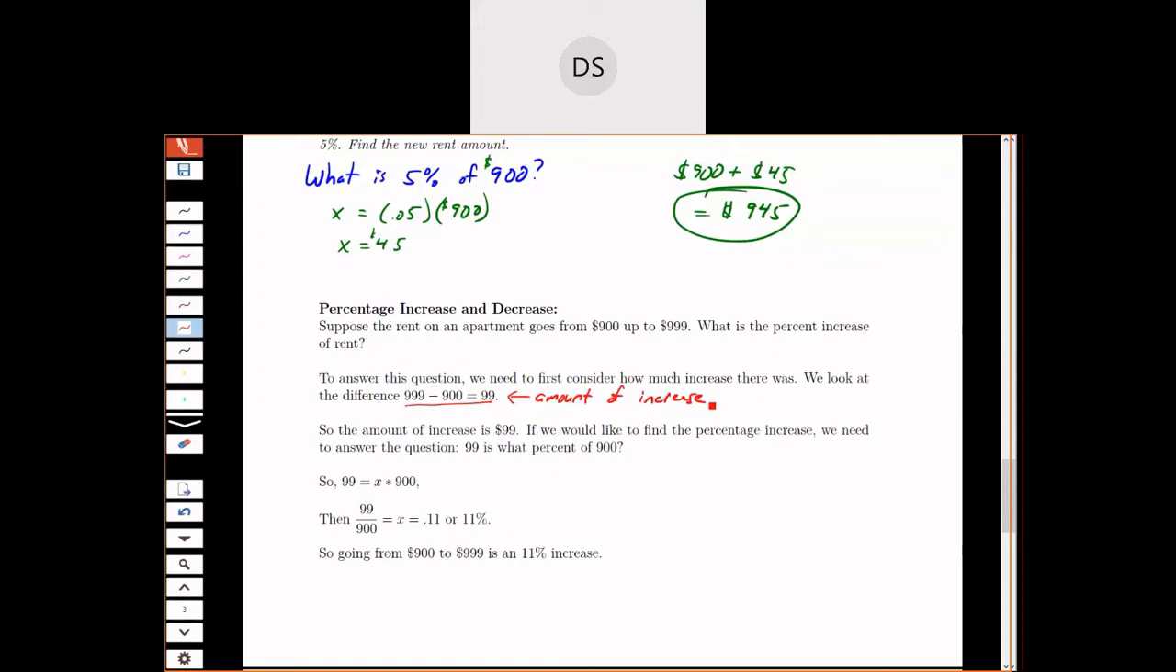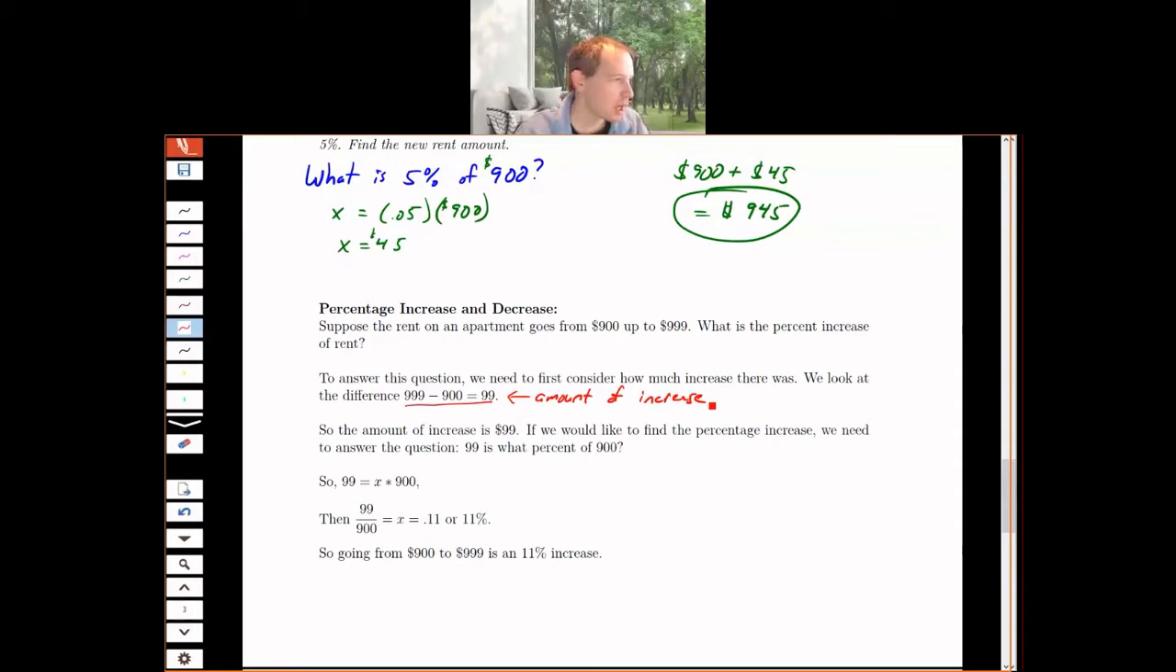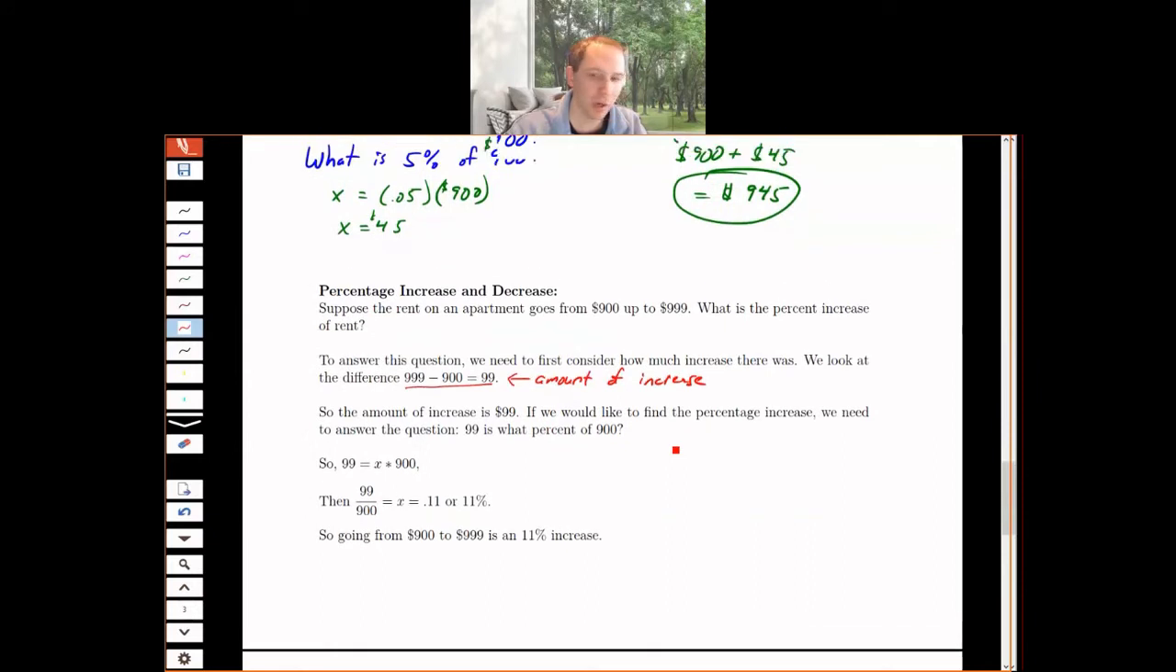Okay. Since the amount of increase is $99, if I want to find the percentage increase, what I need to do is answer the question, 99 is what percent of 900, right? So I have this $99 increase. Since I want a percent increase from 900, I want to know what percent that is of 900. So you can see how we're building up the process of how to solve this by sort of just talking it out and then translating what we talked out into math equations.